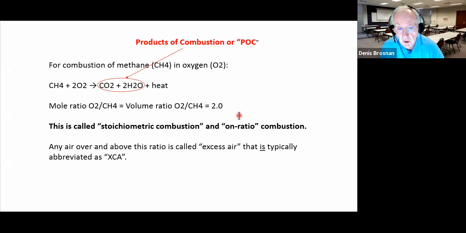Now, we'll talk about ratios as we go along today, but you need 2 parts of oxygen for each part of methane for on-ratio combustion. And if you deliver more oxygen than that, in this example, we're providing excess oxygen or excess air. Typically we might abbreviate that in English as XCA, excess air. Okay, well that's pretty easy.